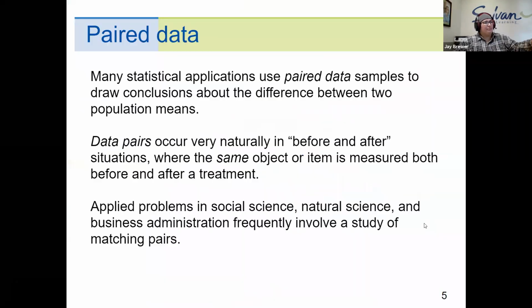Paired data. Many statistical applications use paired data samples to draw conclusions about the differences between two population means. If you guys want, you can try and think about paired data that you've seen examples of in the past. That could be pretty cool.